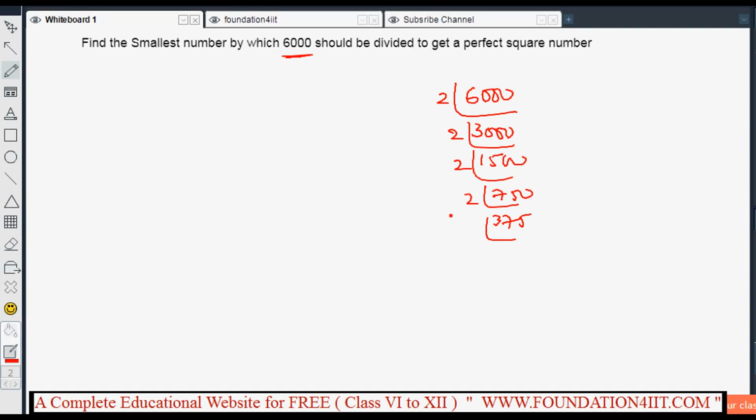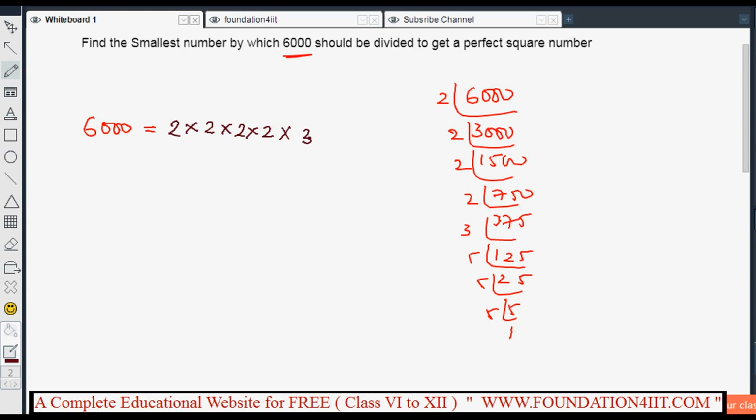Next 3, 3 ones are 3, 3 twos are 6, and 15 is 3 5s. Now again 5 table, 5 twos are 10, 25, 5 5s are 25, 5 ones are 5. So finally the given number 6000 we write as a product, that is 2 into 2 into 2 into 2, again 3 into 5 into 5 into 5.